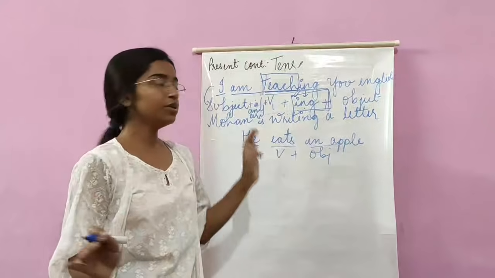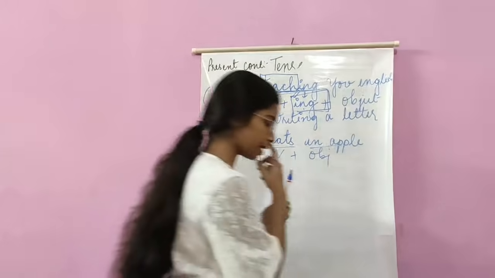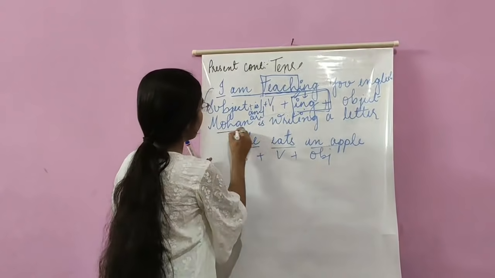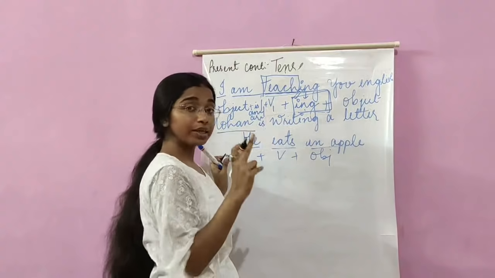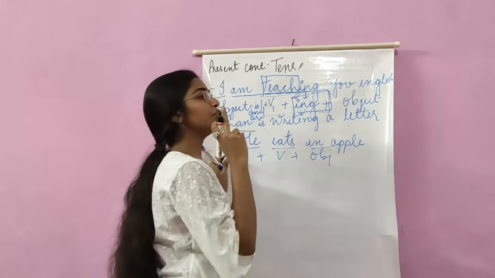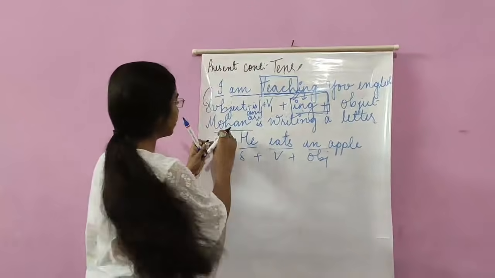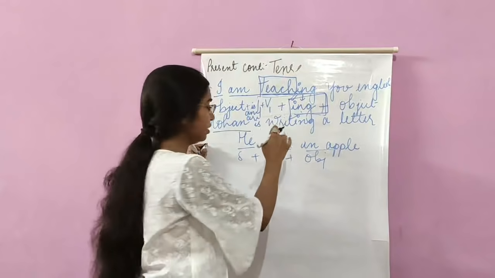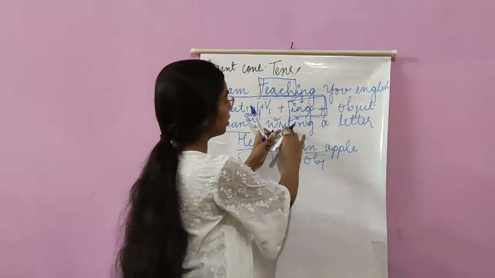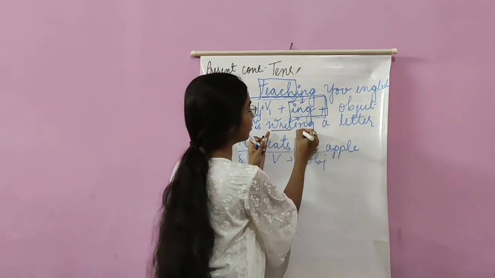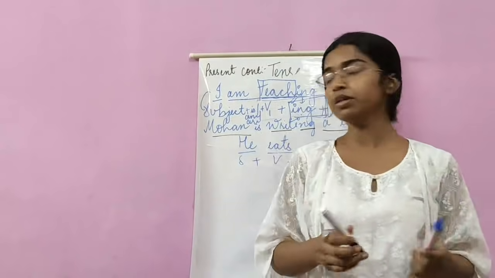I hope I am clear now. The structure for present continuous tense is subject, Mohan is the subject, plus is or am or are. We'll be using is with a singular subject, we'll be using am with I, and are with a plural subject. If I would have said students, then I would have written are: students are. Then comes the base form of the verb plus ing plus object. There should be no confusion up till here.